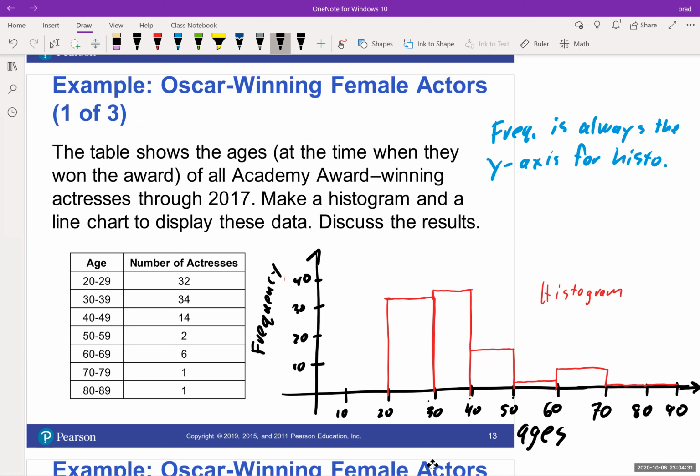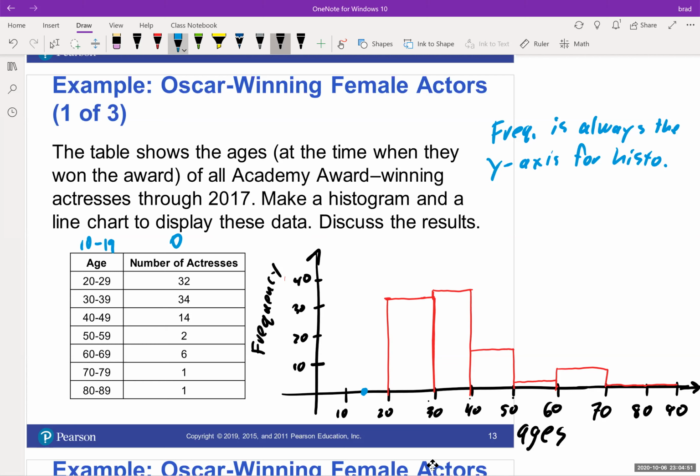Now, if you wanted to, they ask us to also make a line chart. So what I could do then, if I wanted to get fancy with it, is take the midpoint of each class. Now, there was nobody from 10 to 19. There's not even a category 10 to 19, so there was 0.